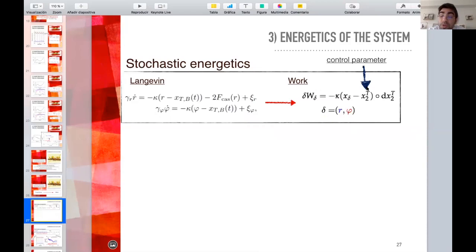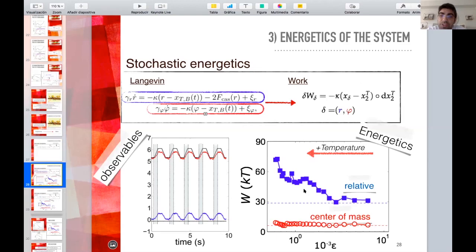So we have everything to compute this work. We have the trajectory of the relative motion. We have the trajectory of the center of mass. We know our stiffness, we know where our trap is. And therefore, we are able to connect these observables with a change in the work, in the energetics. So here I present the work exchange in the system as a function of the reduced temperature. Higher temperature means we are closer to the criticality, and here we are further away, at colder, lower temperature. Here we have the work exchanged by the center of mass degree of freedom, and here the work exchanged by the relative degree of freedom.